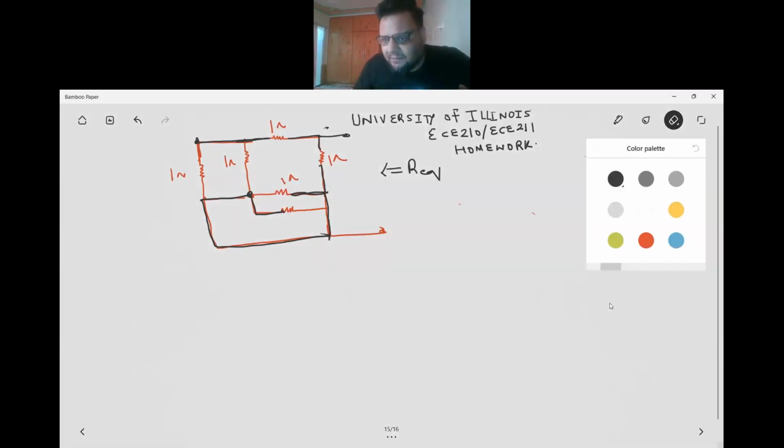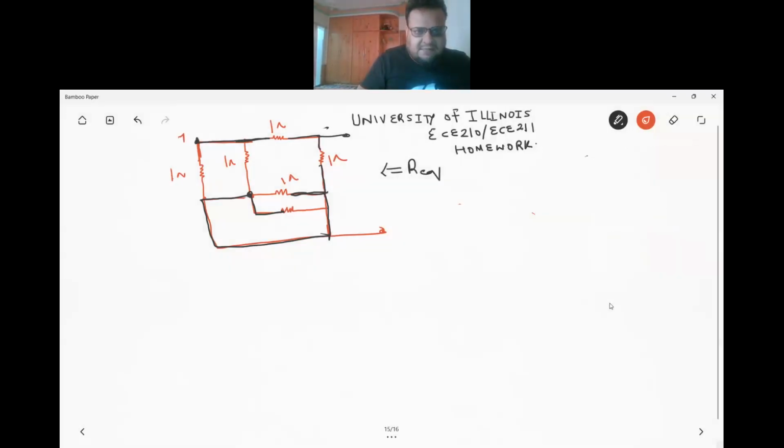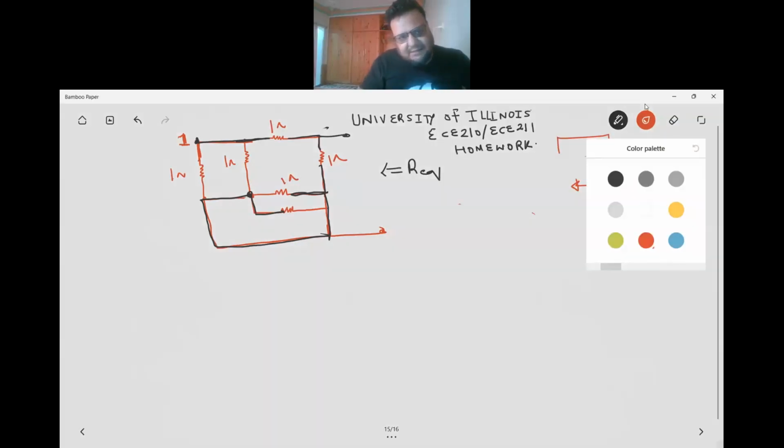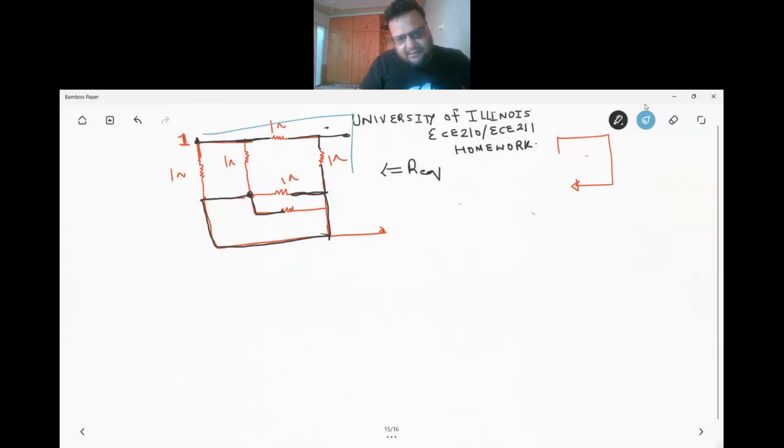Whenever a network reduction problem or equivalent resistance problem comes, the first thing I advise you is to label it. Labeling basically represents the node potential. So always label in series, like you start from here. This circuit also, I'm going to label in series. From here, I am going to label like this.